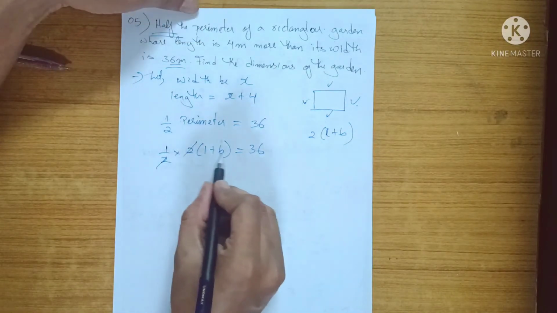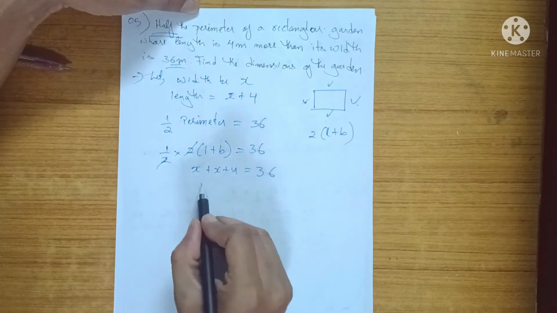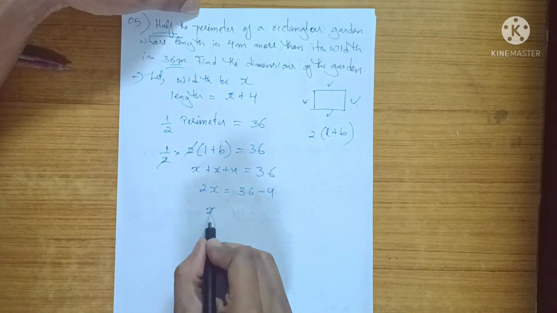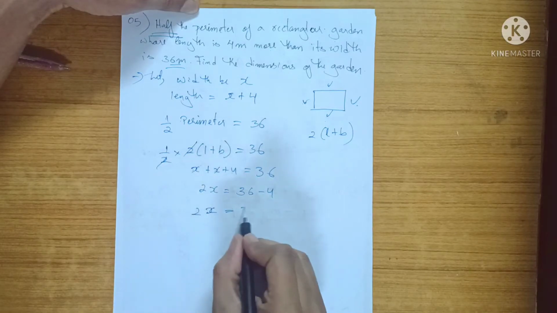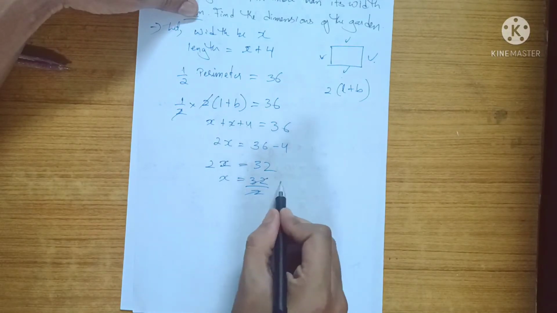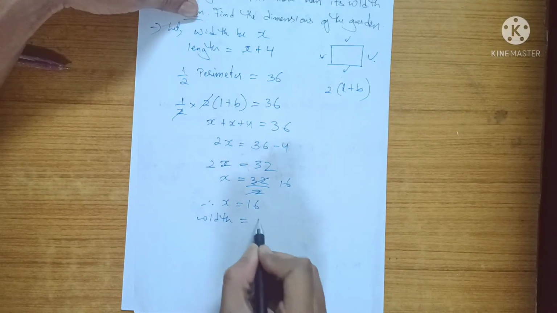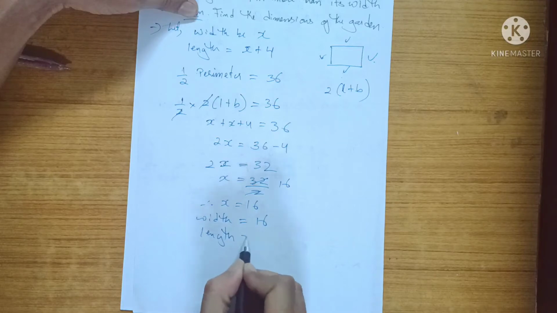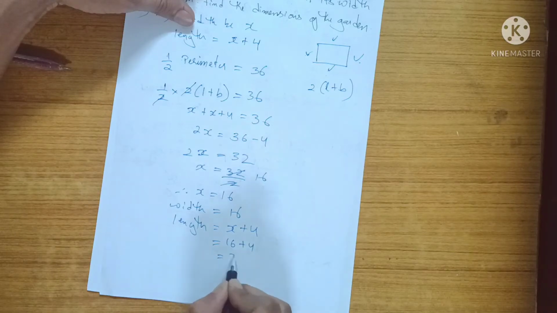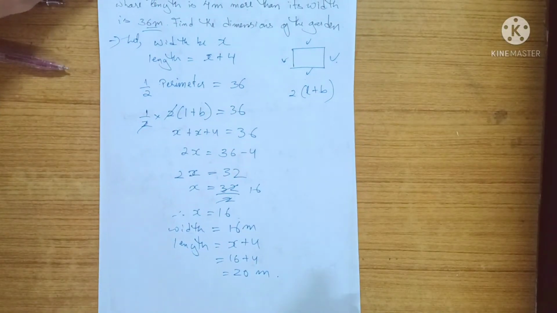Width and breadth is the same thing. 2 we can cut. So length is x plus 4, so x plus x plus 4 equal to 36. 4 I can send this side, x and x we can add up. So 2x equal to 36 minus 4, which is 32. I can send 2 this side, so it will become division. So it will become 16. Therefore, x equals 16, or width equal to 16 and length equal to x plus 4. Remember that x plus 4. So x is 16, so 16 plus 4 is 20 meter. That's it. Okay.